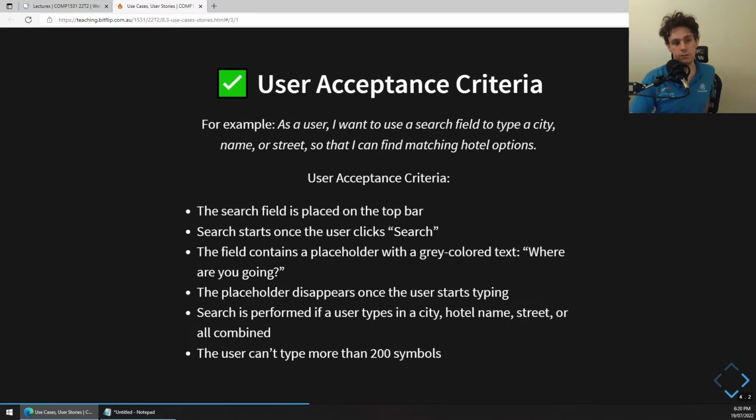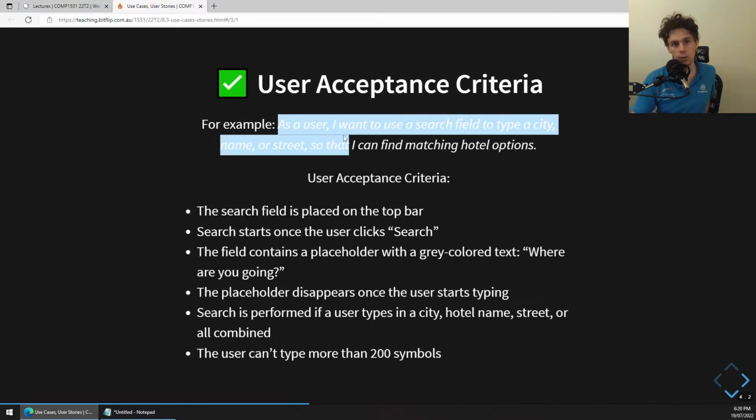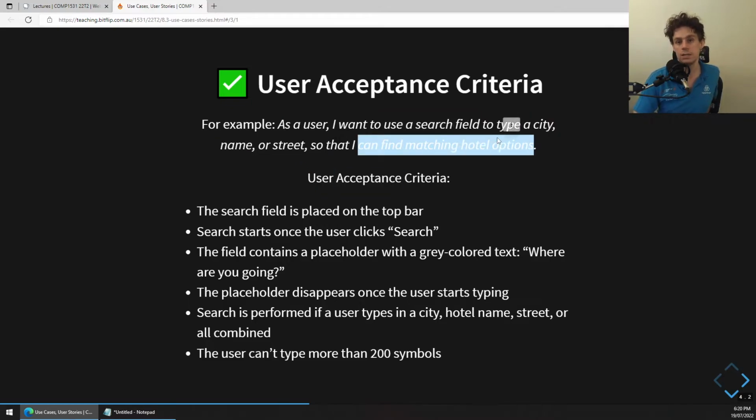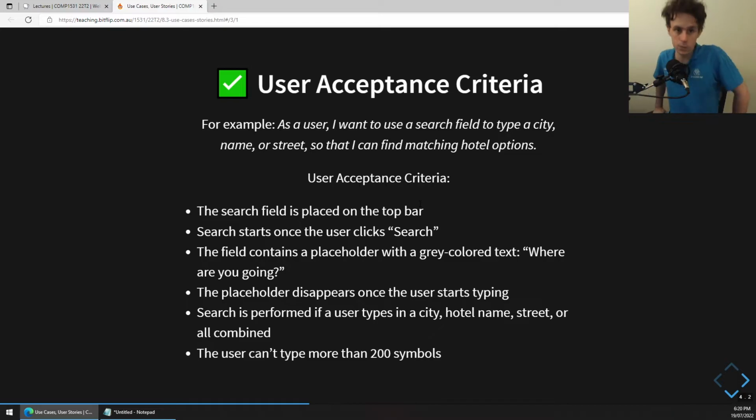So for example, if you have a user story like this: as a user, I want to use a search field to type a city, name, or street so that I can find matching hotel options. Think about hotels.com or booking.com or something like that. And you might write out some user acceptance criteria, like checkboxes. The search field is placed at the top. Search starts once the user clicks search. The field contains a placeholder with gray colored text: Where are you going? All of this kind of stuff.